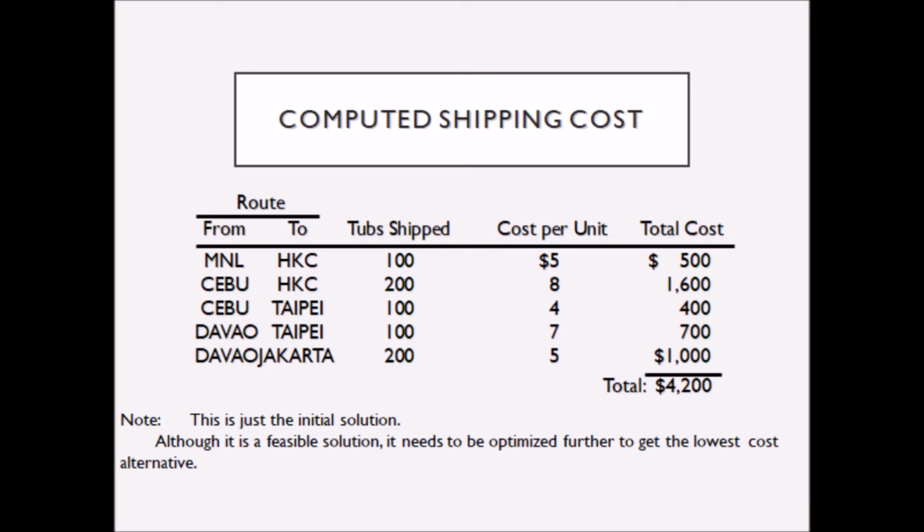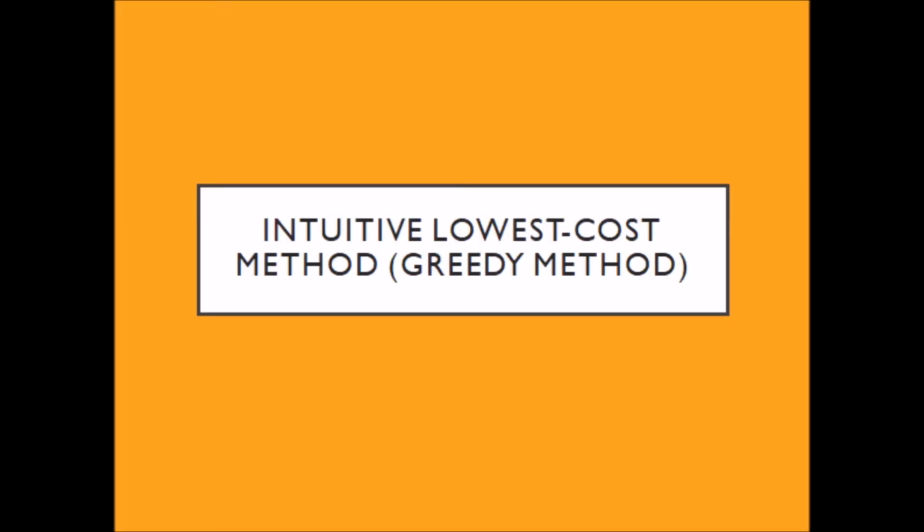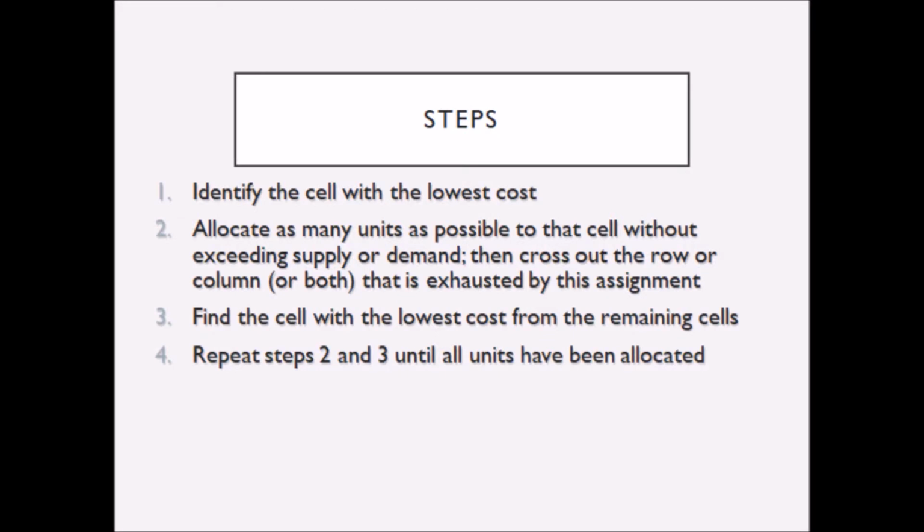Although it is a feasible solution, our goal, again, since this is linear programming, is to optimize further to get the lowest cost alternative for this problem, which we will solve in a little while. But now, let us move on to the intuitive lowest cost method, or the greedy cost method, to get your initial solution. So, here are the steps.